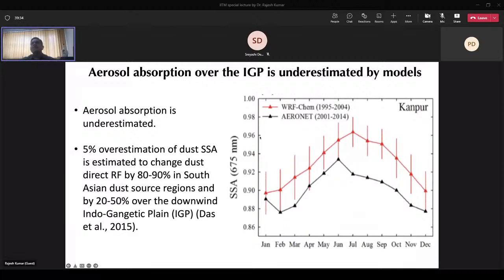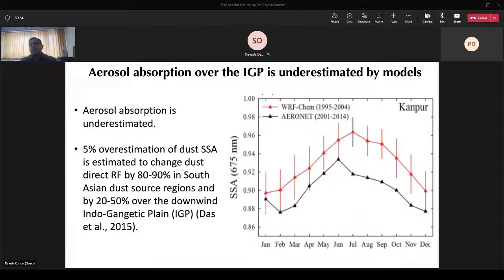So for example, this is a study which showed that a 5% overestimation of dust single scattering albedo can change the direct radiative forcing of dust aerosols by 80 to 90% in South Asia, and by 20 to 50% over the downwind Indo-Gangetic plain region.